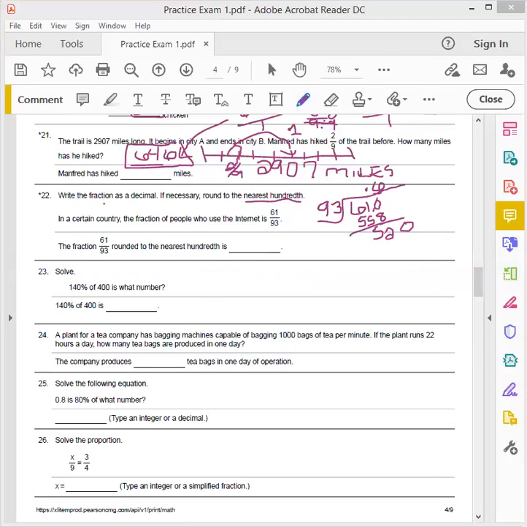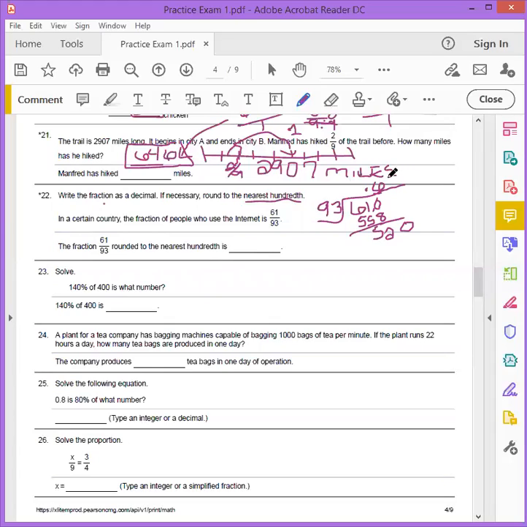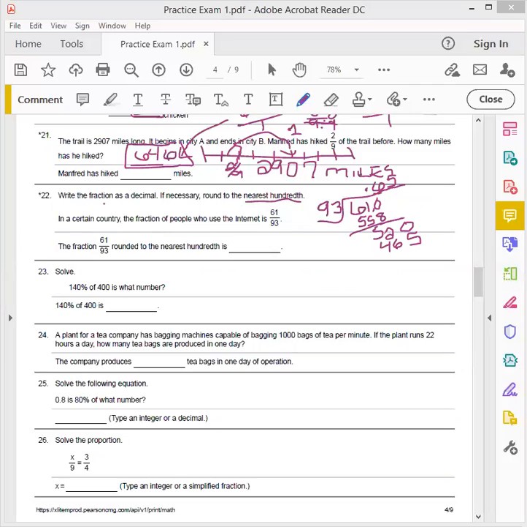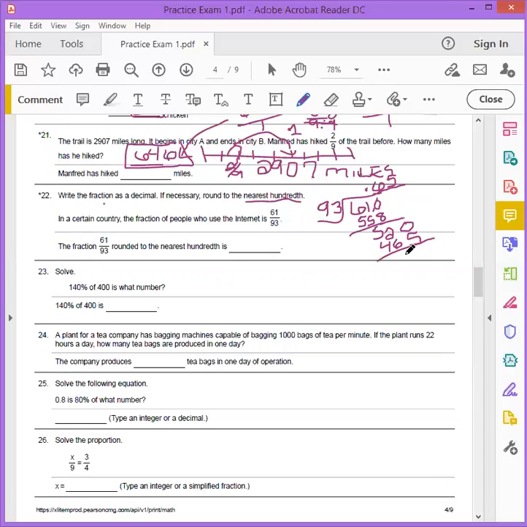Now 93 can be divided into 520 5 times. And 5 times 93 would give us 465. We would subtract 520 minus 465, we'll get 55. Carry down our 0.